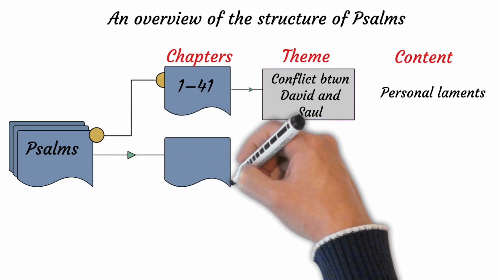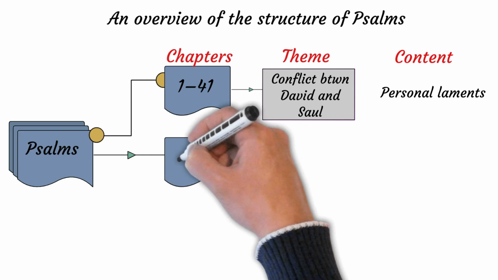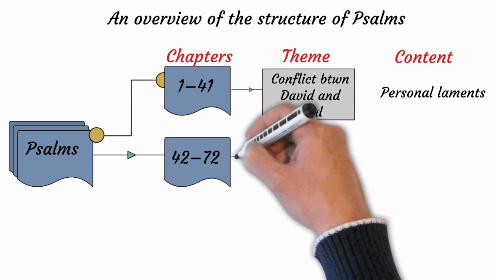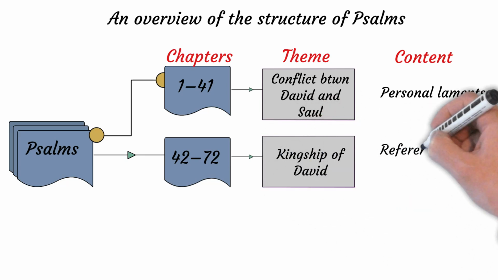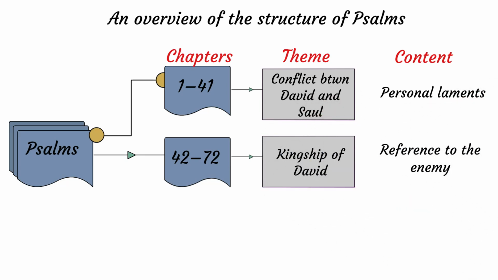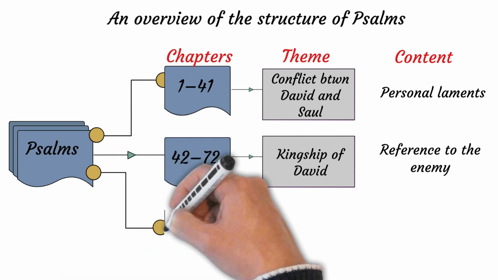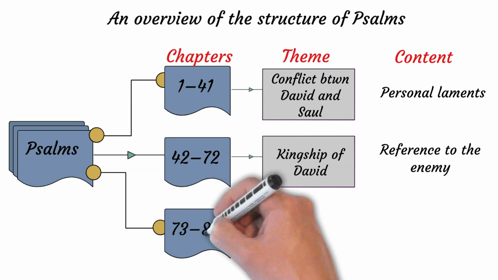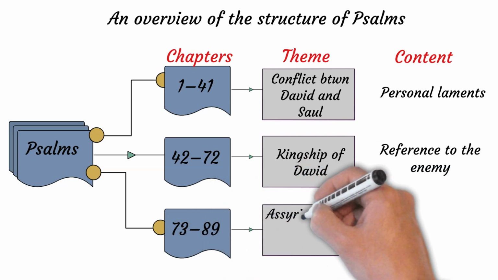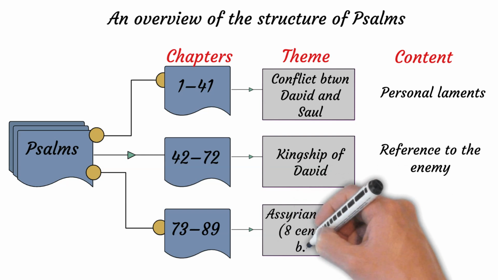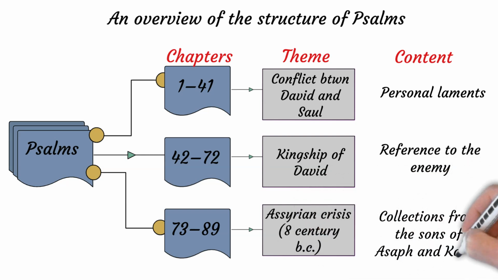The second subsection comprises chapters 42 to 72, dealing with the kingship of David. It also makes reference to the enemy. The third subsection contains chapters 73 to 89, dealing with the Assyrian crisis during the 8th century BC, and it contains collections from the sons of Asaph and Korah.